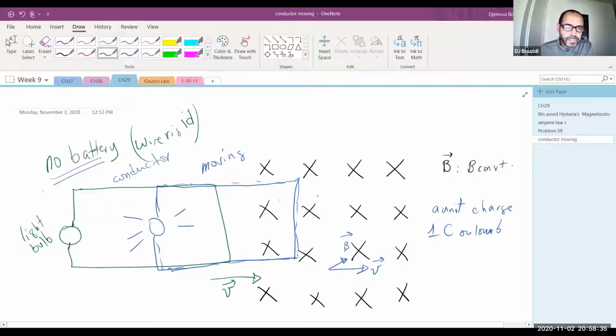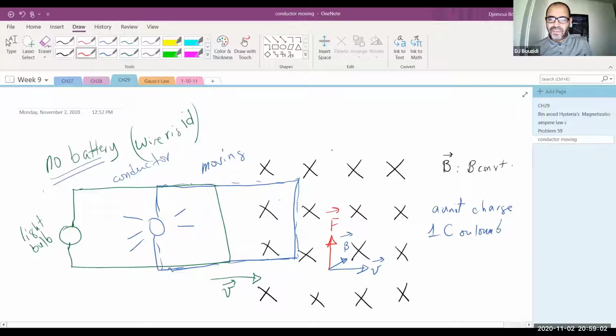Of 1 Coulomb will be subject to this force. How is this force given? Again, the right-hand rule. V is pointing this way. This is a 1 Coulomb charge. This B is into the screen, so the force now is pointing upward. From this rule, using the right-hand rule, the force should be pointing this way. So every 1 Coulomb charge will be subject to this force.